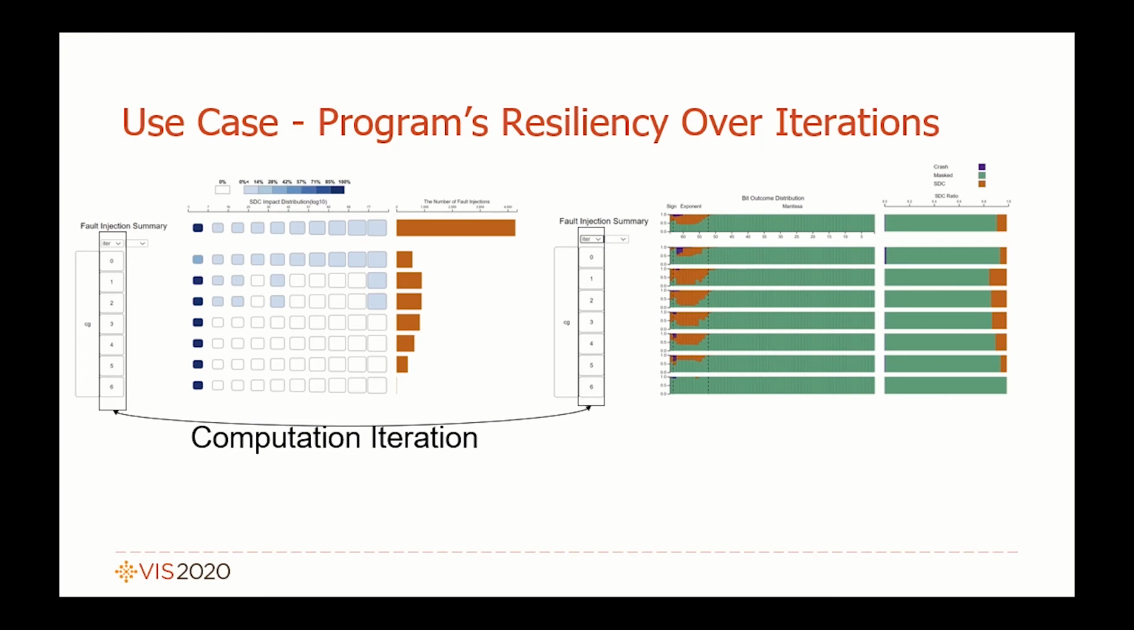One interesting resiliency feature of a program is how it reacts to bit flips occurring at different times. Here we can use our visualization system to examine the impact of silent data corruptions over different computation iterations. From the result, we can tell that the impact of the bit flip reduces with the increasing number of iterations. This effect indicates that soft errors have more impact on a computation's early iterations than the later iterations.